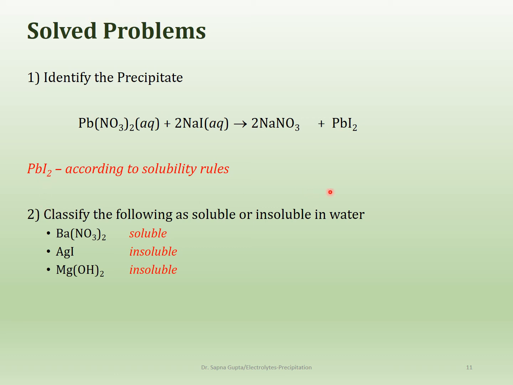The other kind of question that you get is, here are some compounds, predict if they're going to be soluble or not soluble in water. So you just have to go by the solubility rules. Barium nitrate, for example, is soluble. Why? Because nitrates are all soluble. Silver iodide is not soluble, because iodides are soluble, but not with silver. Hydroxides are insoluble in general. So these are the 2 typical kinds of questions that you will get for precipitation reactions.